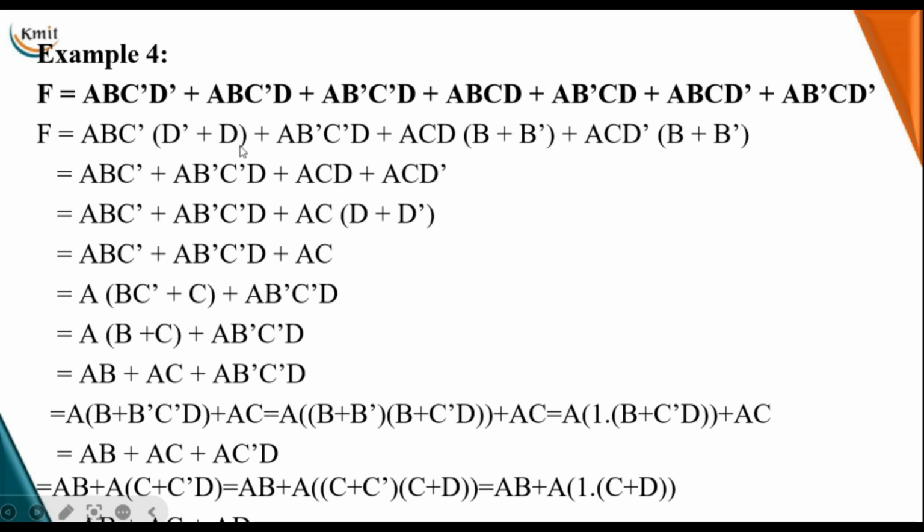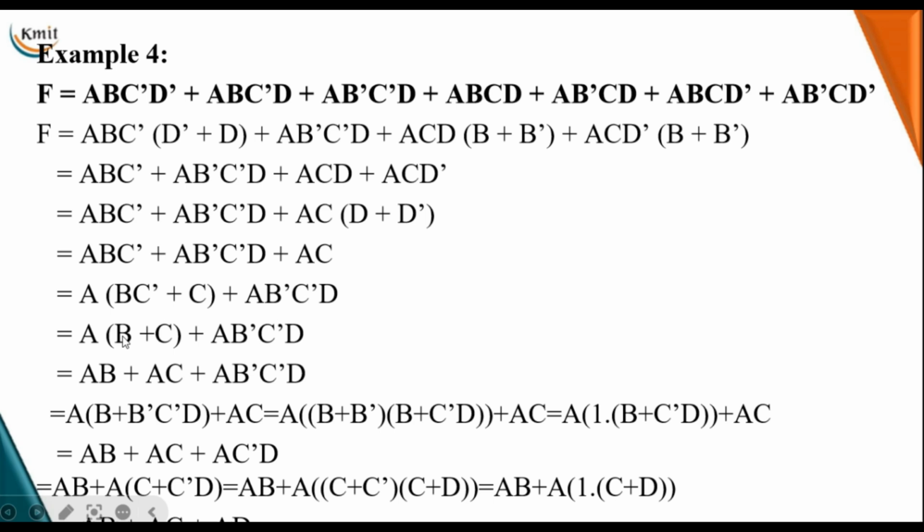Then we have ABC bar, AB bar C bar D, ACD, ACD bar. From these last two product terms, AC is taken as common, D or of D bar. So we got it as here AC. Now, A B C bar or of A B bar C bar D. From the first and third term, we have a common variable A, B C bar or of C or of A B bar C D. Now C or of C bar is 1. So B or of C we will get.